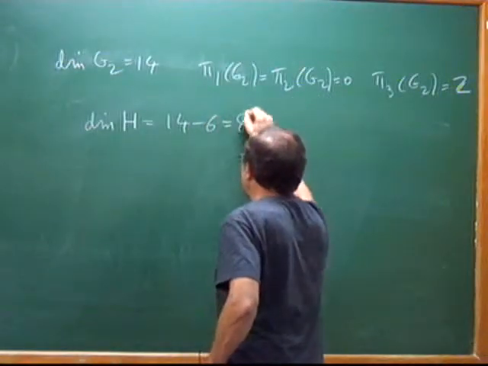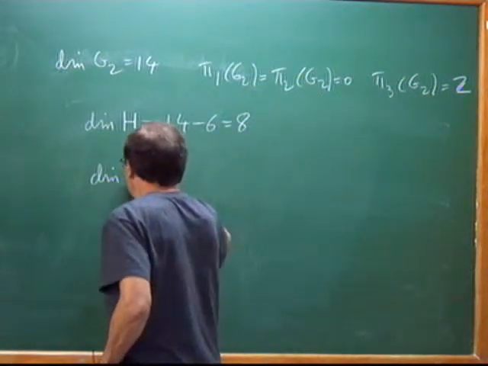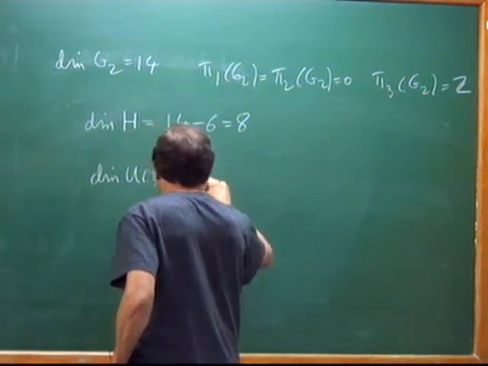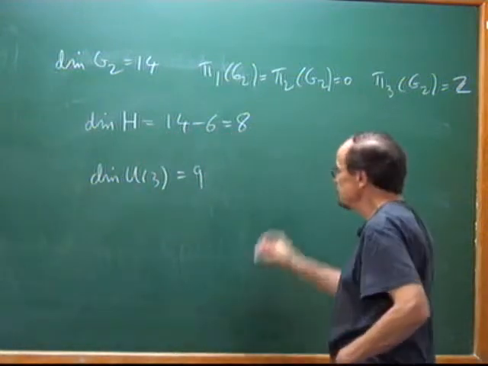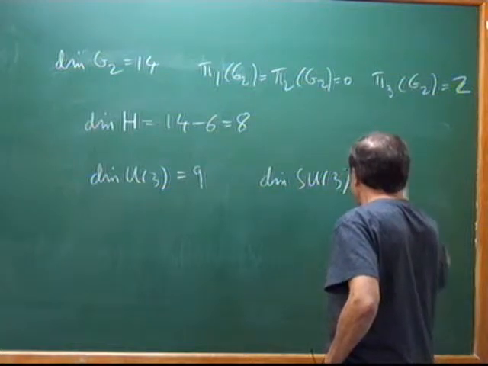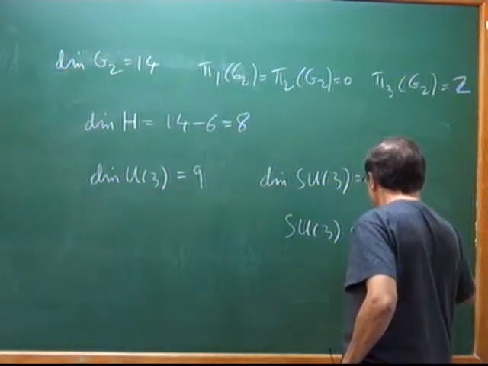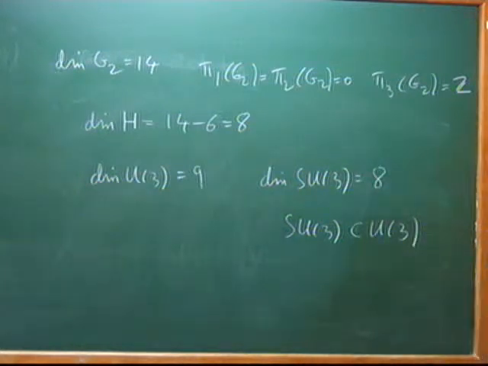It must be 8-dimensional. Of course, the dimension of U3 is 9-dimensional, so it can't be all of U3. Dimension of SU3, of course, is 8-dimensional, and SU3 sits inside U3. So now our claim is that it must be the subgroup inside U3, which is H.